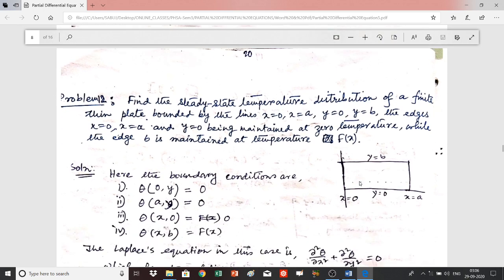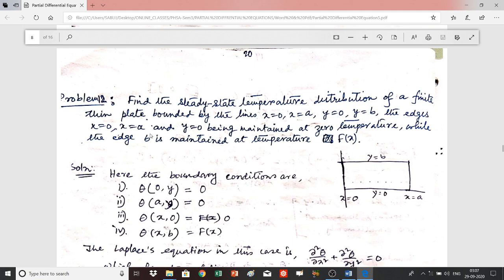If you write these in the form of boundary conditions, then you can write θ(0, y) = 0, that is x = 0 for any value of y gives 0, and θ(a, y) = 0 for x = a also gives 0. Then y = 0, θ(x, 0) for any value of x also gives 0, and y = b, θ(x, b) gives f(x).